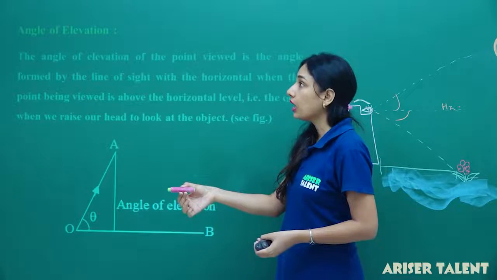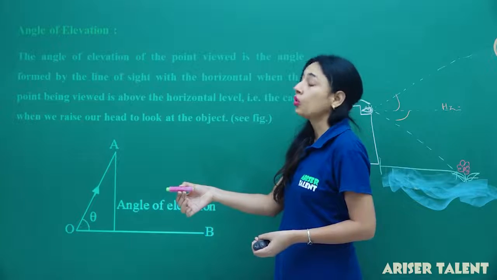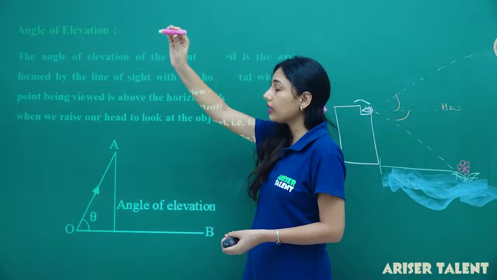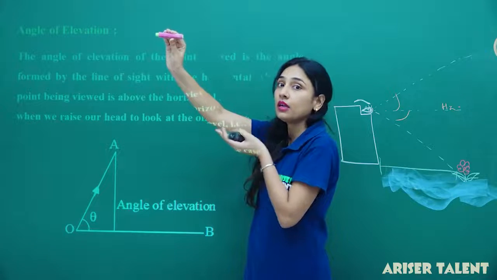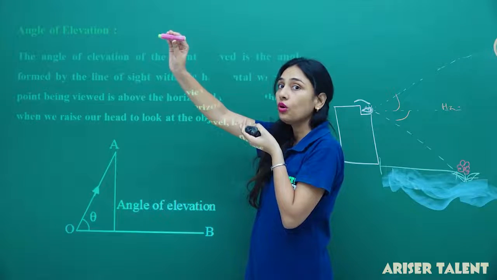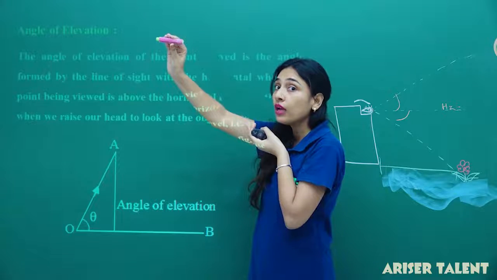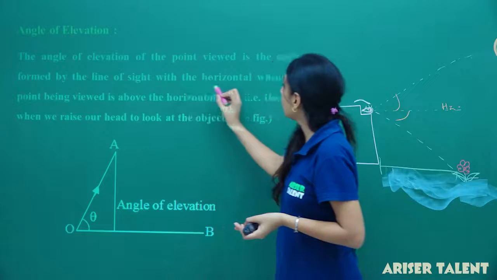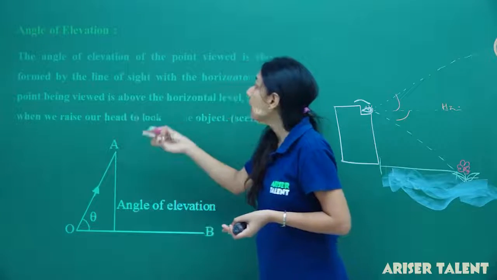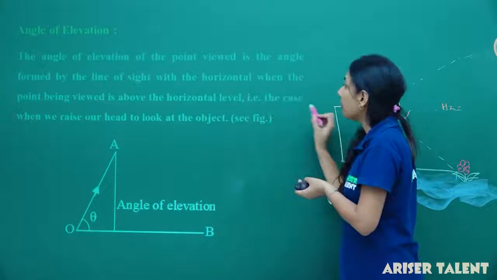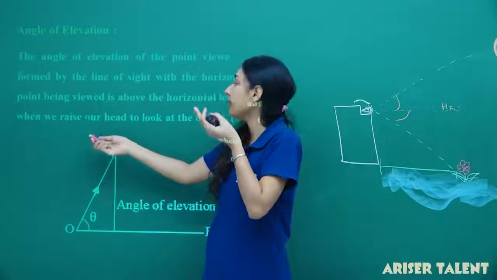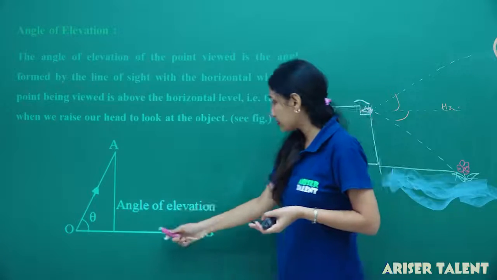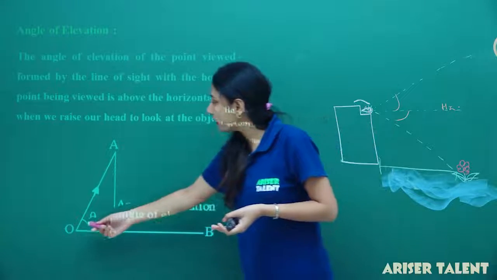So what will I do? This? No, this. If I'm keeping this here, and I'm keeping my head up to the upside, so what will it be? Angle of elevation, right? Okay. So it's saying that the line of sight with the horizon, when the point being viewed is above the horizontal level. That is the case when we raise our head to look at the object, like this. This was the angle of elevation theta.